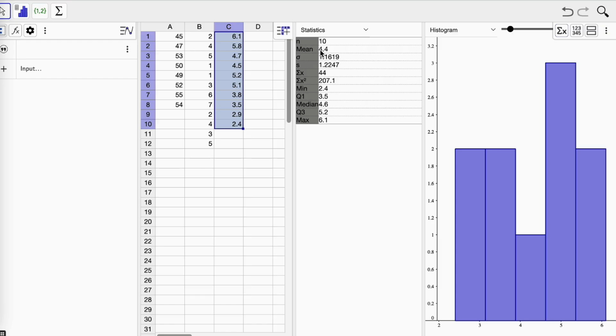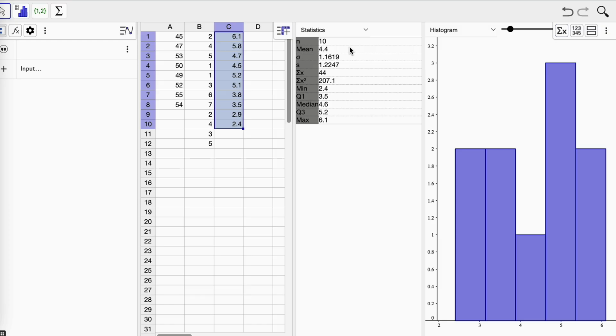So my mean for this data set is 4.4. Just a quick refresher what that means. That means we add up all the values and we divide by the total number of data values. So if we look at the sum of all the x's, that's this value here, that's 44, and we divide by the sample size, or the population size, I should say, is 10, that's where the 4.4 is coming from. That's the mean.